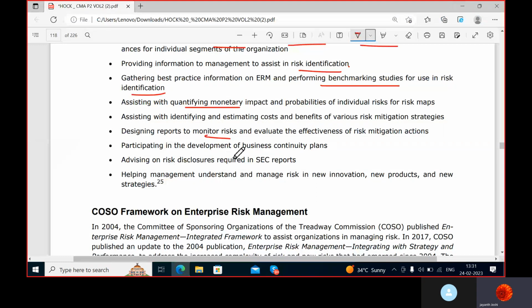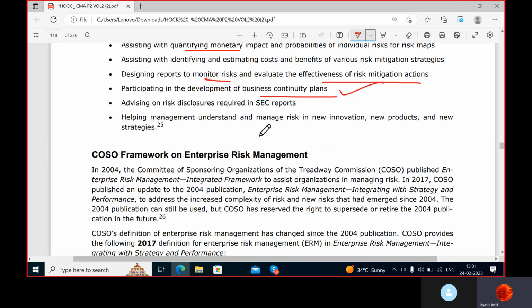Designing reports to monitor risks and evaluate the effectiveness of risk mitigation actions. Participating in development of business continuity plans. That is also one of the functionalities they have. Then advising on risk disclosures required in stock exchange commission reports. The company should disclose that they are exposed to so and so risks. Helping management understand and manage risk in new innovation, new products and new strategies. So what kind of risk the company has when they go for innovation. Innovation can be new technology, a new product, anything. What kind of risk they have there.